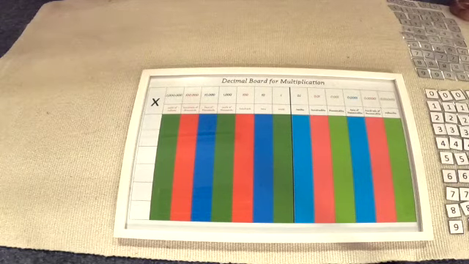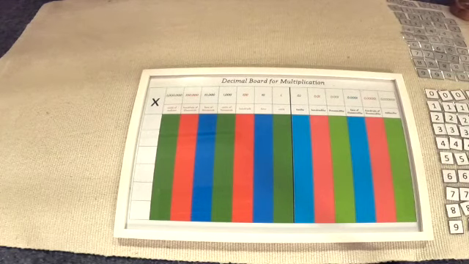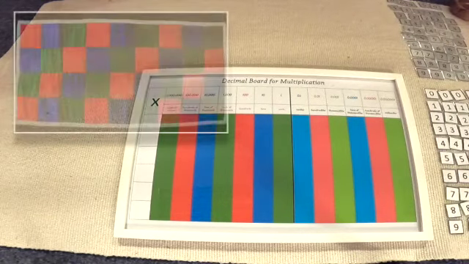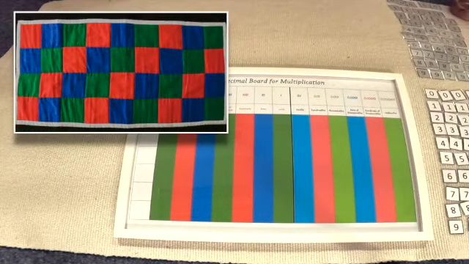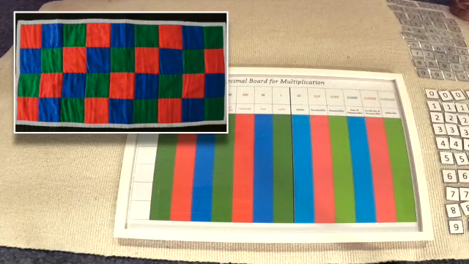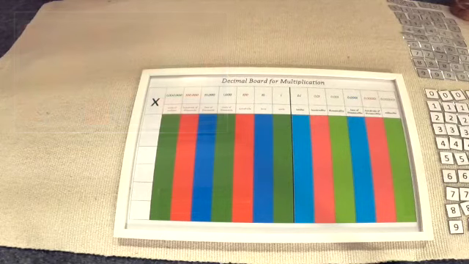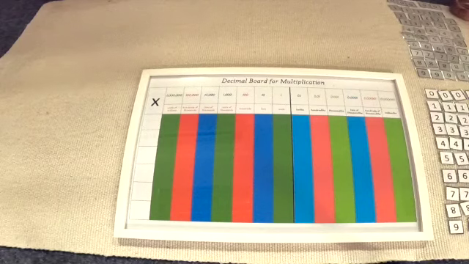Is there another material that might come to mind? The multiplication checkerboard. Very similar because we see the same hierarchy colors. We see the green for units, the blue for tens, the red for hundredths, and then on the decimal side we see more of those pastel colors. All right, let's begin our lesson.